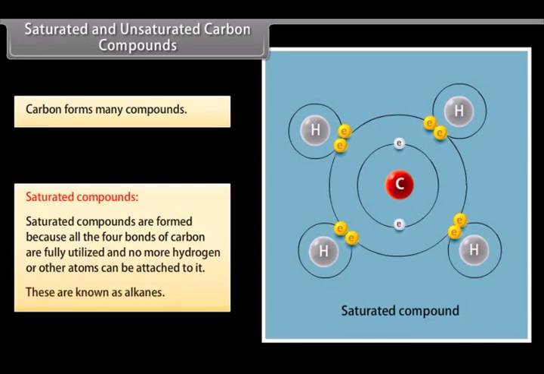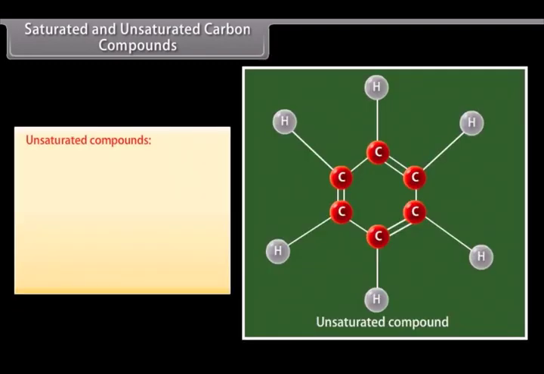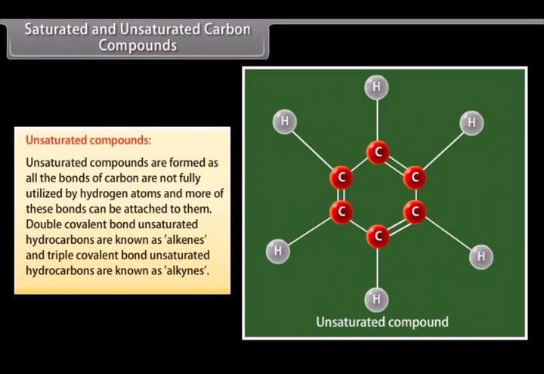These are known as alkanes. Unsaturated compounds. Compounds of carbon and hydrogen that contain double or triple covalent bonds between the carbon atoms are called unsaturated hydrocarbons. These are formed as all the bonds of carbon are not fully utilized by hydrogen atoms, and more of these bonds can be attached to them. Double covalent bond unsaturated hydrocarbons are known as alkenes, and triple covalent bond unsaturated hydrocarbons are known as alkynes.